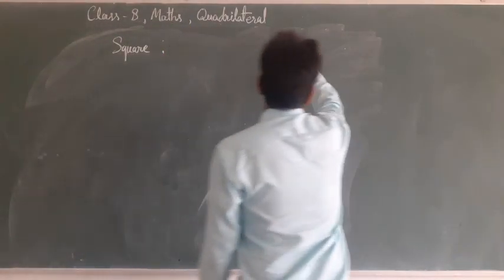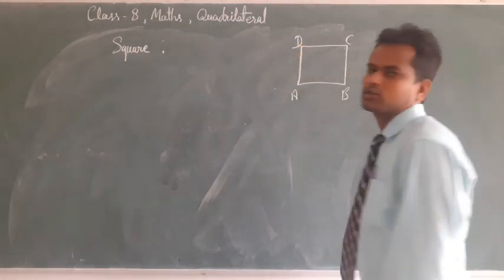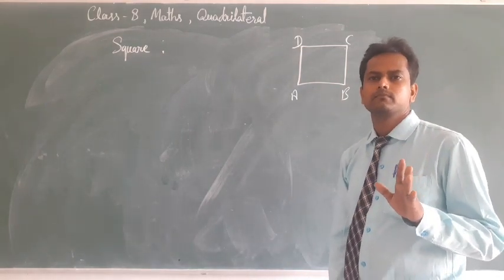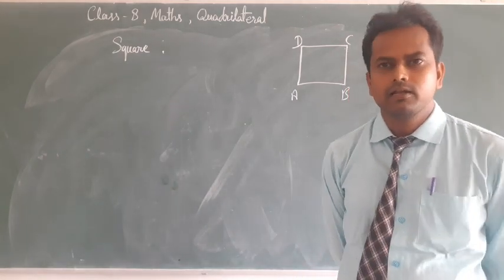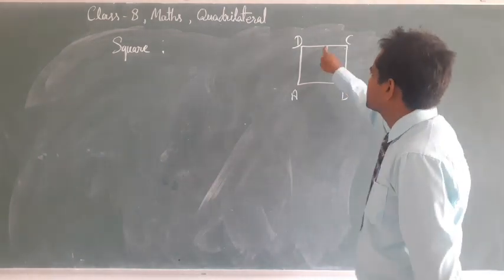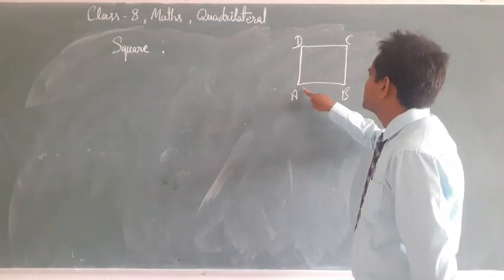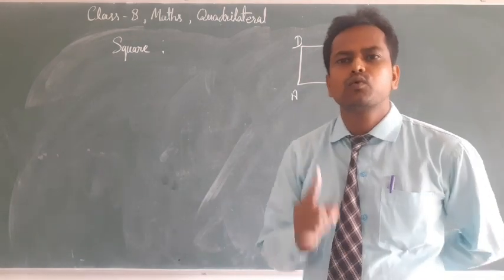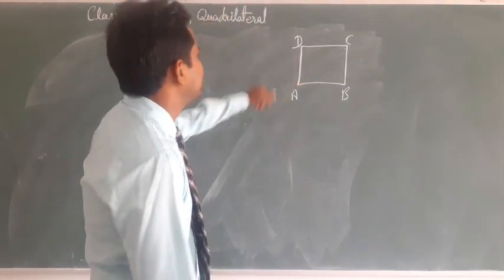Now we will see square. Square is also a parallelogram. Why is a square a parallelogram? Because in a parallelogram opposite sides are equal and parallel. So in a square AB is parallel to CD and opposite sides are equal. AB is equal to CD and AD is equal to BC. So we can say that a square is also a parallelogram in which all sides are equal.